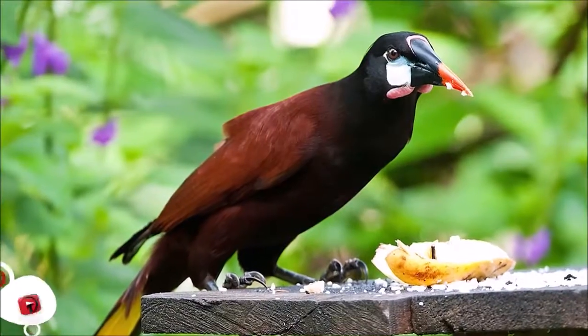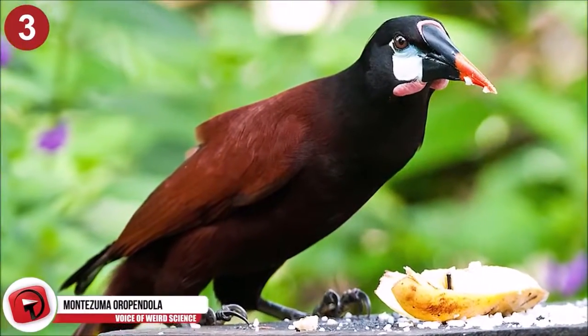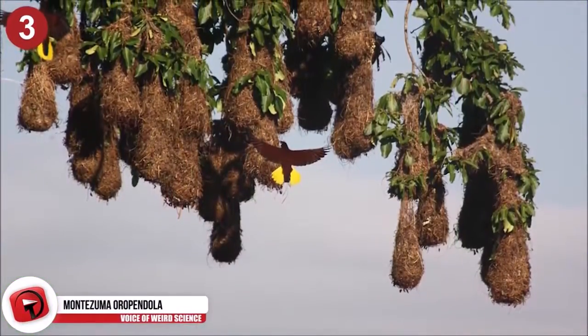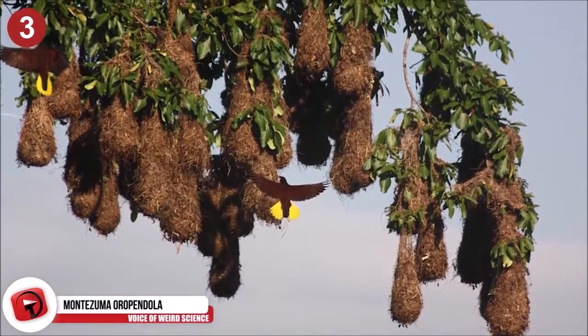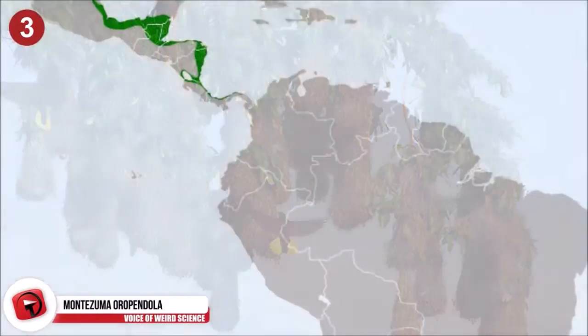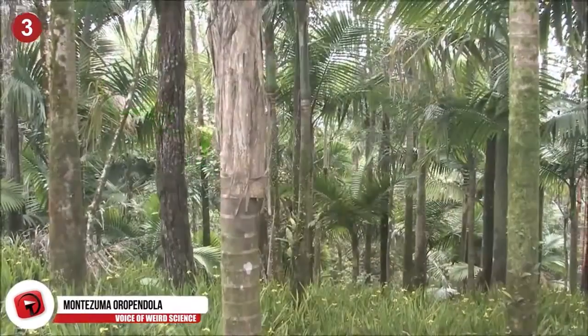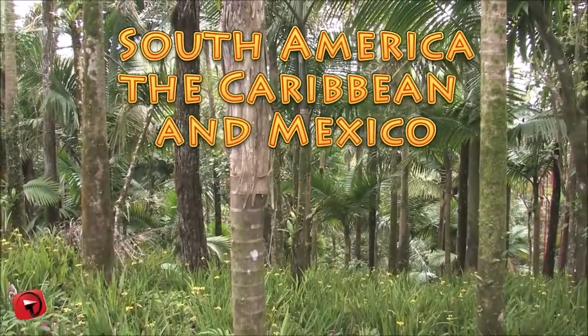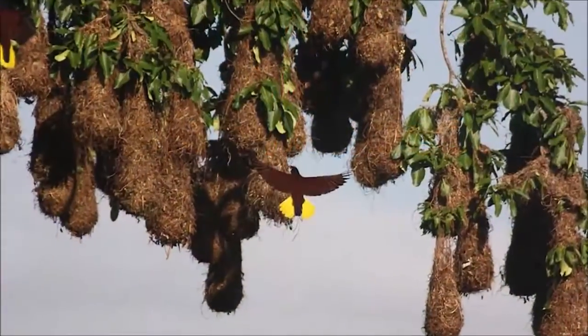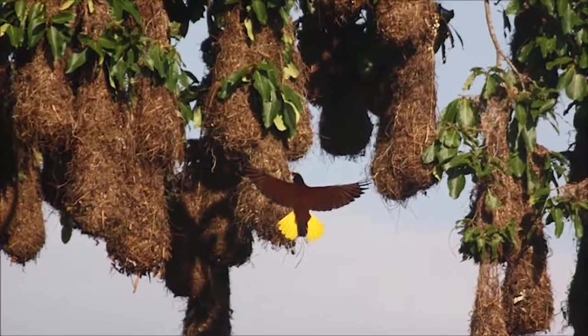Number 3, Montezuma oropendula. That name may be a handful, and these nests might look like bats that were cursed to become straw, but they are birds' nests, we promise. These birds are endemic to the New World, or the Earth's western hemisphere. It also prefers tropical regions like South America, the Caribbean, and Mexico. The nests are made out of grass and vines, and they can be built high up in the trees.